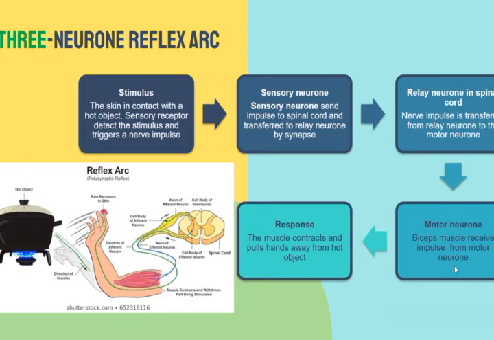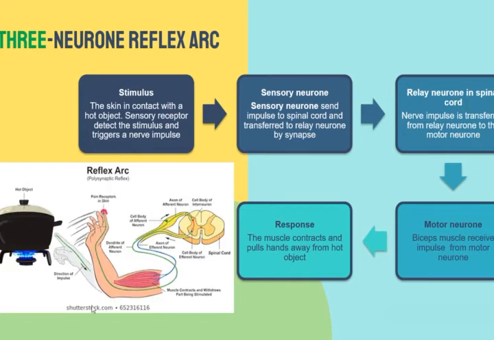And then what happens when the effector receives the impulse? It will create a response. The bicep muscle contracts and pulls the hand away from the hot object. That is referred to as the reflex response, or reflex action. So this is referred to as the reflex arch.